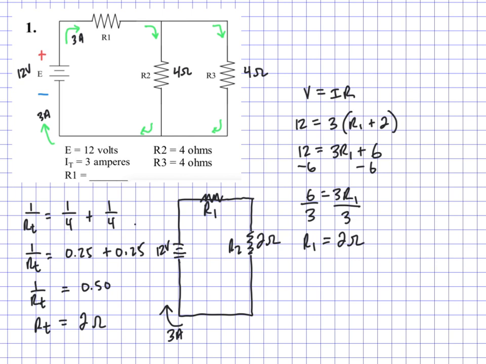So now, if we go back to our first picture here, we could put in 2 ohms for R1, which is what we've solved for.